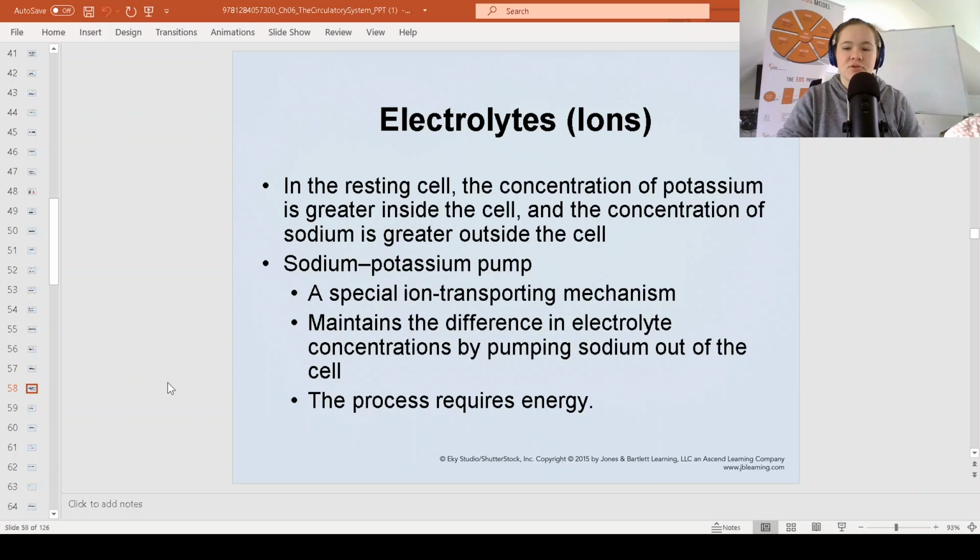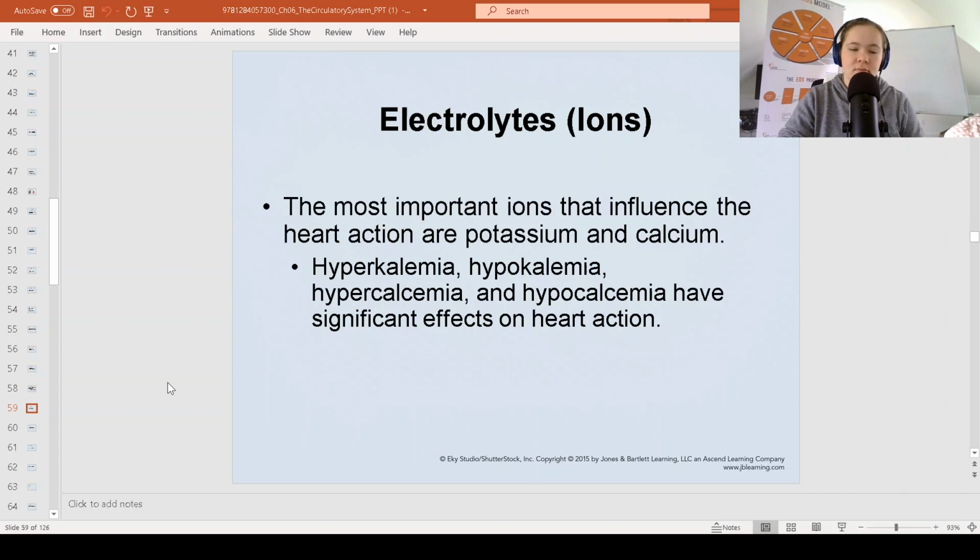In the resting cell, the concentration of potassium is greater inside the cell, and the concentration of sodium is greater outside the cell. The sodium-potassium pump is a special ion transporting mechanism and maintains the difference in electrolyte concentrations by pumping sodium out of the cell. This process requires energy. The most important ions that can influence the heart action are potassium and calcium. Hyperkalemia, hypokalemia, and hypocalcemia have significant effects on heart action.